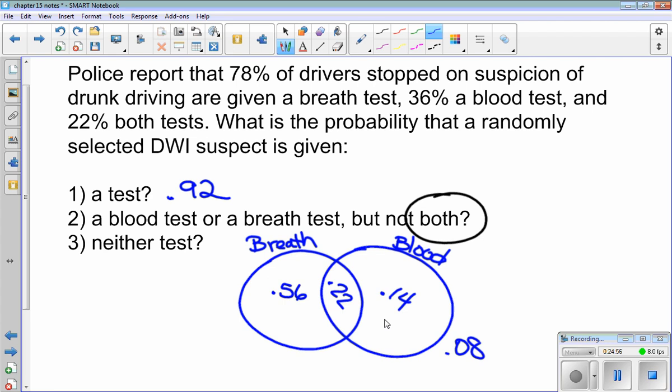A blood test or a breath test, but not both. That's simply going to be 0.56 plus 0.14. See how it's different? Okay? So this is 0.56 plus 0.14, which is 0.7. Neither test, 8%. Amanda, is that clear what the difference between A and B was? Okay, excellent. Good.